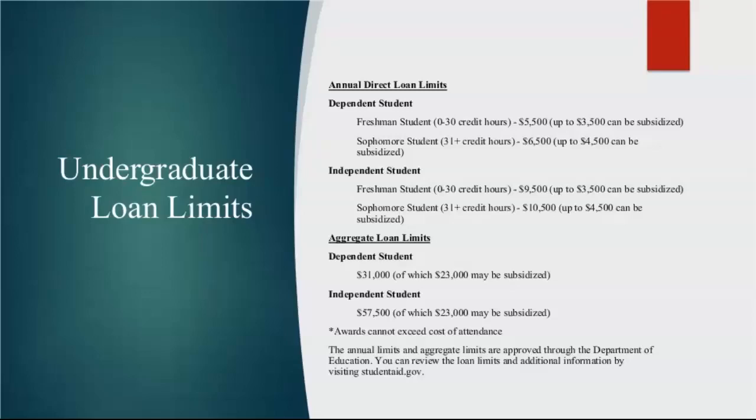Here you'll see the annual direct loan limits for an undergraduate dependent student and an independent student. Each year, the student can borrow up to his or her annual limit, but we cannot award beyond the student's cost of attendance, as determined by the Department of Education. Also, the Department of Education sets a limit to how much a dependent and independent student can borrow overall, as shown in this slide.